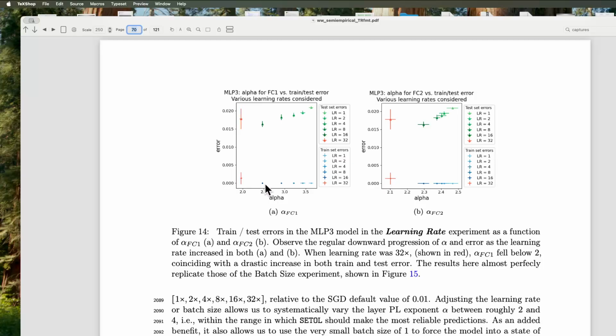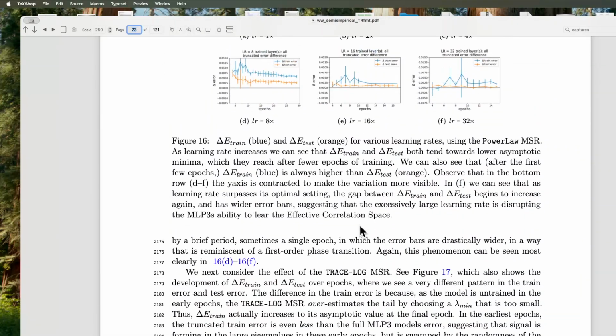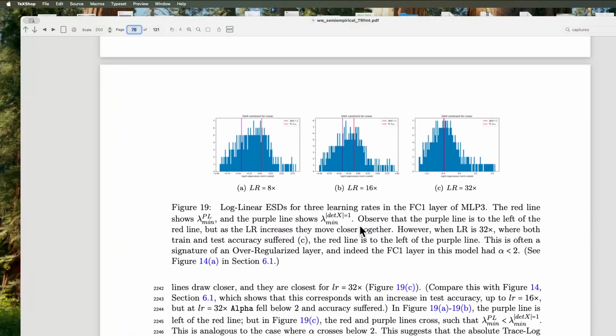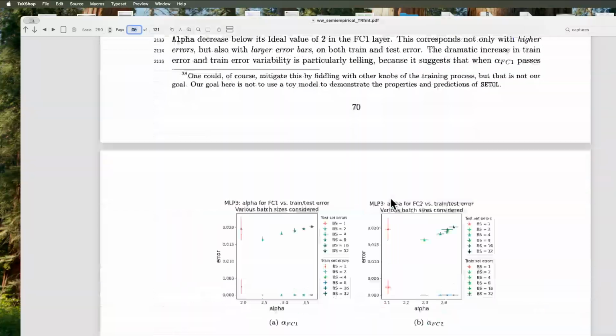What we argue is happening here is that in layer 1, as you jump the learning rate up, you overfit the data and alpha drops below 2. That's another thing that happens. Here's another example. When you decrease the batch size, you get the exact same effect. If you make the Weight Watcher plot, you can see the spectral density as you increase the layer learning rates. No, not this one. Let me try to find it. It's up a little higher.